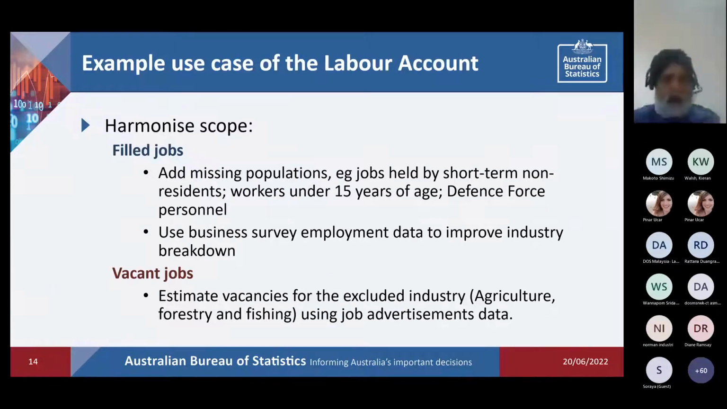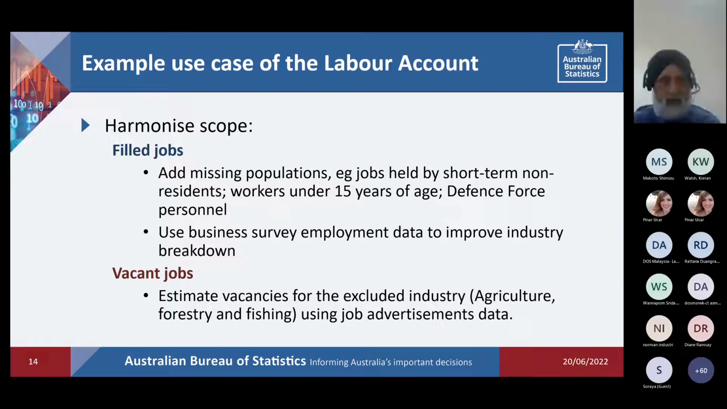Yep. As mentioned, the ABS collects data on job vacancies, but not for the whole of the Australian population, because the agricultural, forestry, and fishing industry is excluded. The labor account uses externally sourced data on job advertisements, which are available to estimate the vacancies in this missing industry. So this is an example. We have used an external administrative data set to fill in a missing gap in terms of the agricultural, forestry, and fishing industry, which is out of scope of the job vacancy survey.